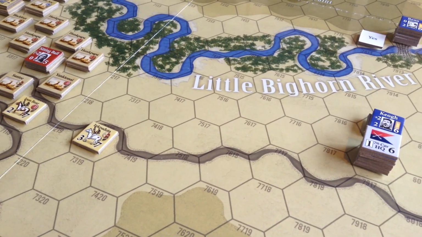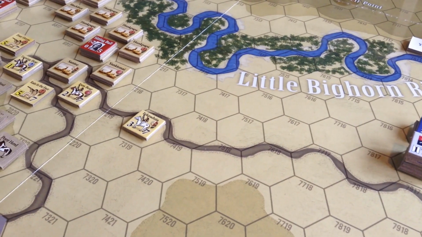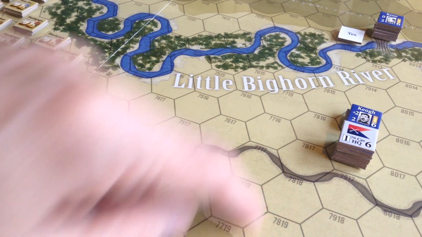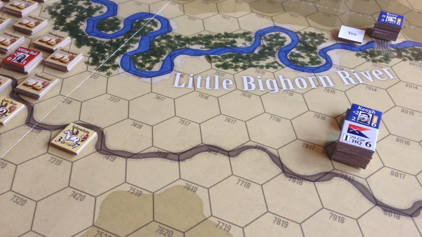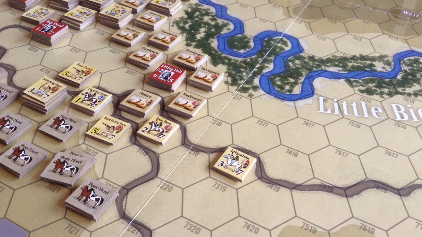Custer's in front here. He's not too worried because these Indians are still quite a piece away. There's only very few of them. So he's being a little bold here. Well, maybe not so bold. He can take on these guys. But he isn't going to be rash and charge into the village yet, I don't think. But let's see how many Indians get woken up in their turn.